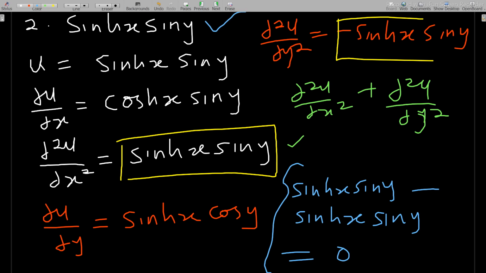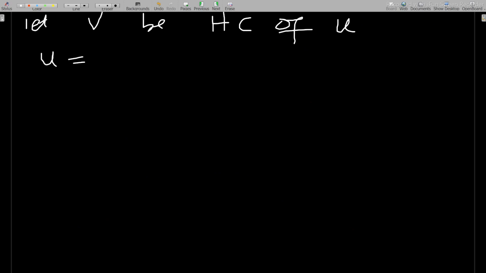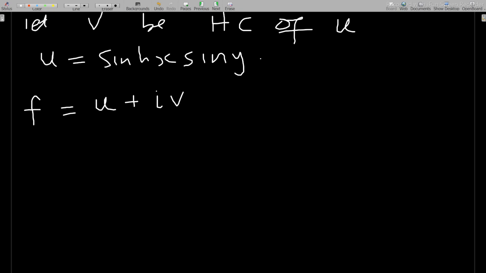Now to find a harmonic conjugate, like I said, you let some function v be the harmonic conjugate of u, and you know your u already. Your u is equal to sine x sine y. Now if v is harmonic conjugate to u, then it means that if we let a function f be equal to u plus iv, then this function will be analytic. I mean, this u is what we have here, so our task here is to find v.